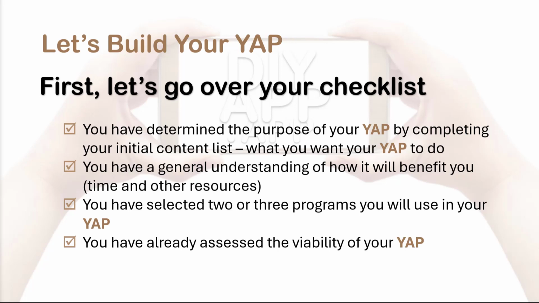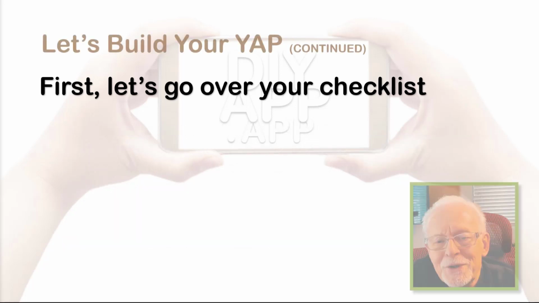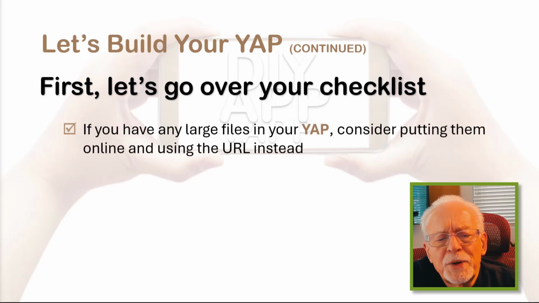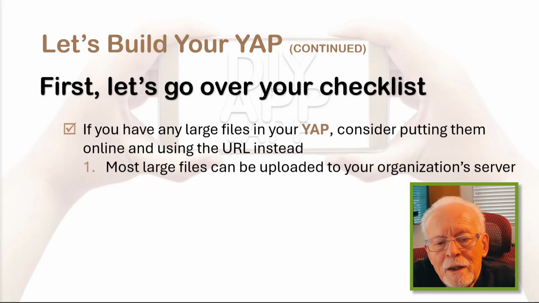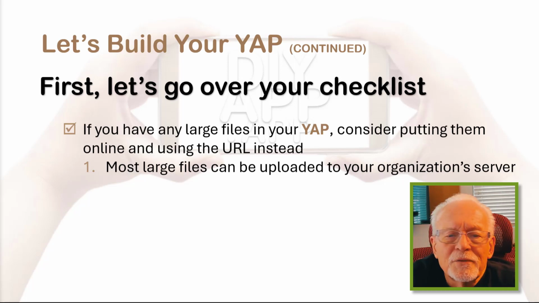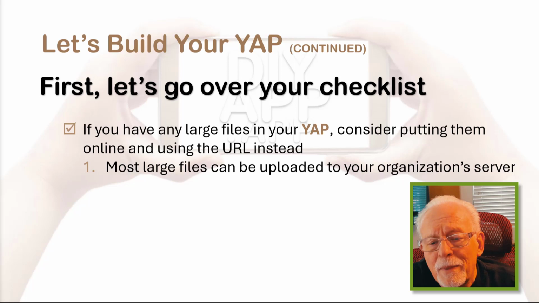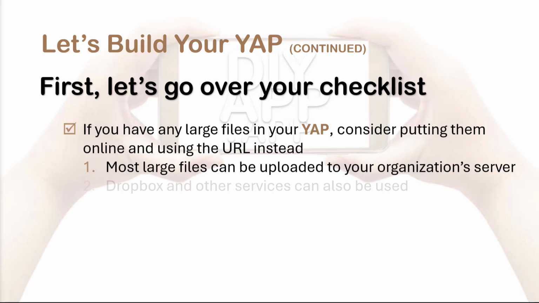And if you have any large files that you're going to use to initially build with your file, consider putting them online and using a URL instead of putting the actual file in your YAPP. You can do either one, but by placing the heavier files online, and I'll show you how to do that in just a moment, you can use the URL in your YAPP and it makes the YAPP much, much smaller. Most large files can be uploaded to your organization's server, but if you don't have server access, consider using a service like Dropbox or something else and have a URL that will link to your large file.